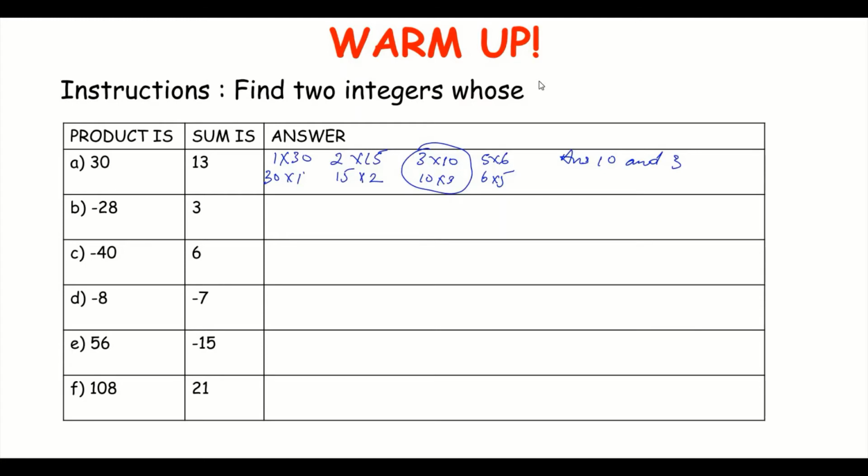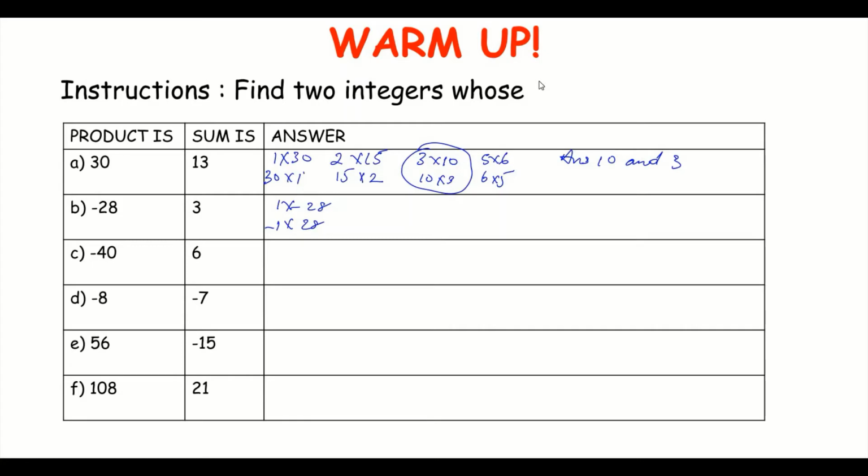Now we have the next one, negative 28. As I said, I go through in my head, and I say 1, 2, 3, 4, 5, 6, 7, right up to 10. If I don't find my answer using those 10 numbers as trial and error, I may go further up to 15. Alright, so for negative 28, that's 1 times negative 28, and negative 1 times 28. These two give us negative 28.